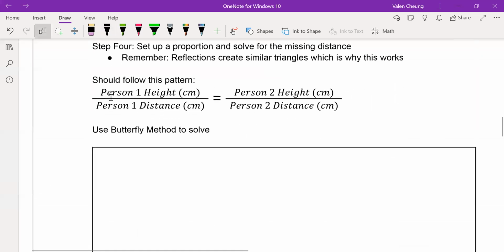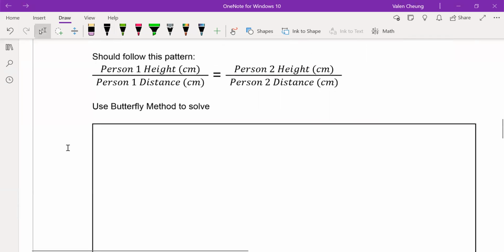So the proportion should follow this pattern. The height of person 1 in centimeters divided by the distance that person 1 is away from the mirror is equal to person 2's height divided by person 2's distance from the mirror. You're going to use the butterfly method to solve it.